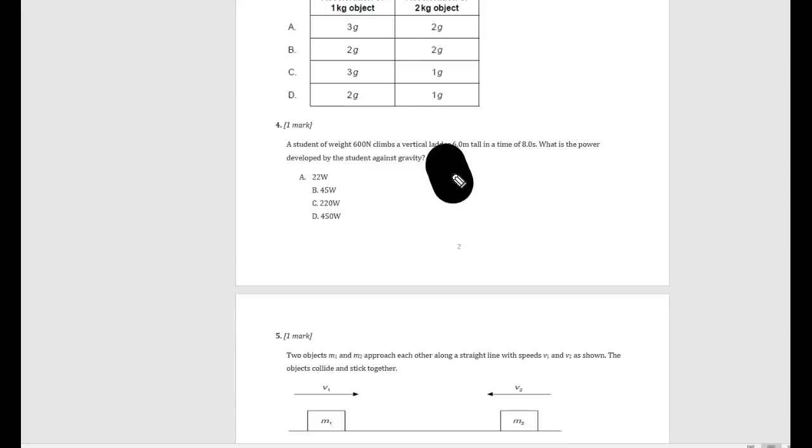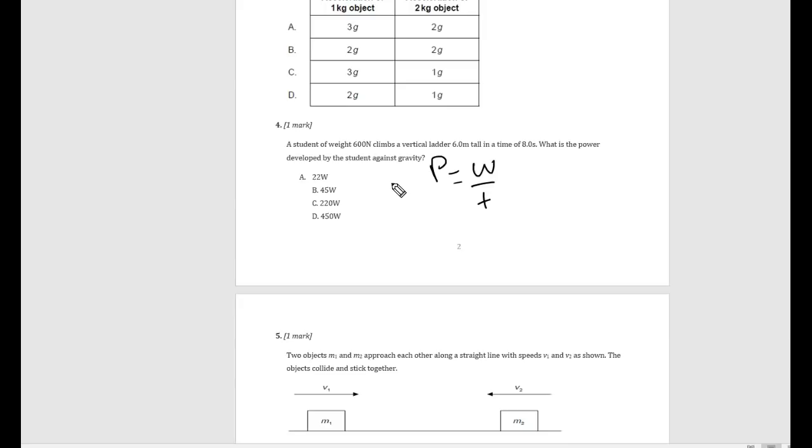Power is the rate at which work is done on an object over time. How much work then does the student do when he climbs the ladder? Because we know what the time is, it's 8 seconds, but how much work does he do?